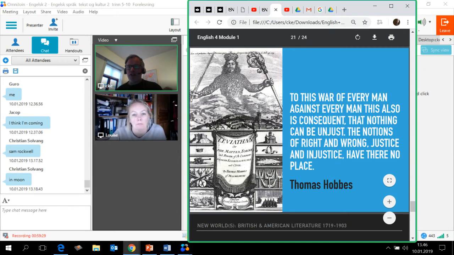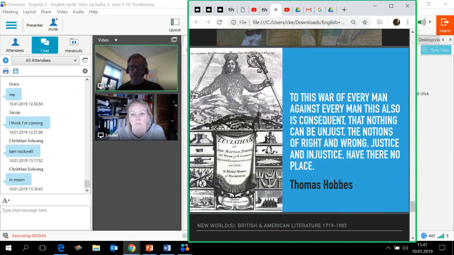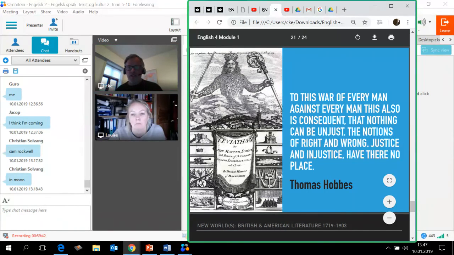Just taking this quote out, plucked out just to think and go alongside it. To this war of every man against every man, this also is consequent: that nothing can be unjust. The notions of right and wrong, justice and injustice have there no place.